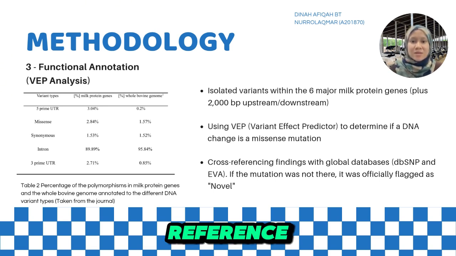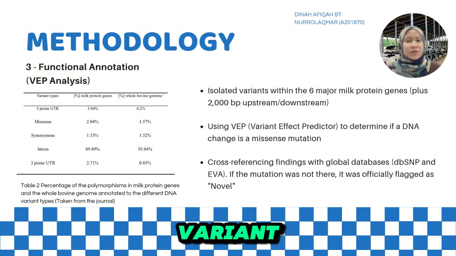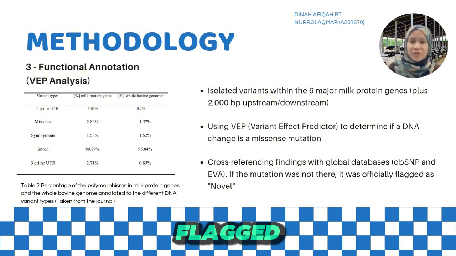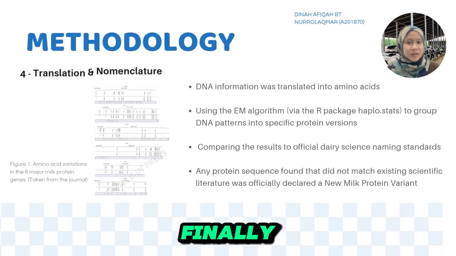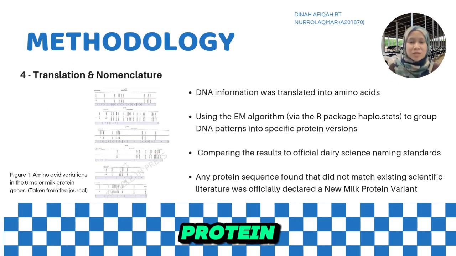They cross-reference this against the dbSNP and EVA databases. If a variant wasn't there, it was officially flagged as novel. Finally, the DNA was translated into protein sequence using the R package haplostats. They grouped these variations into final milk protein variants.